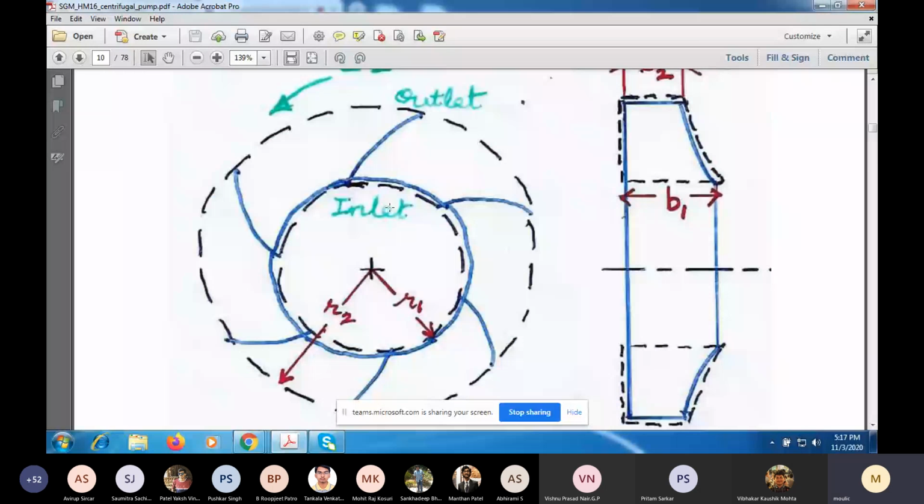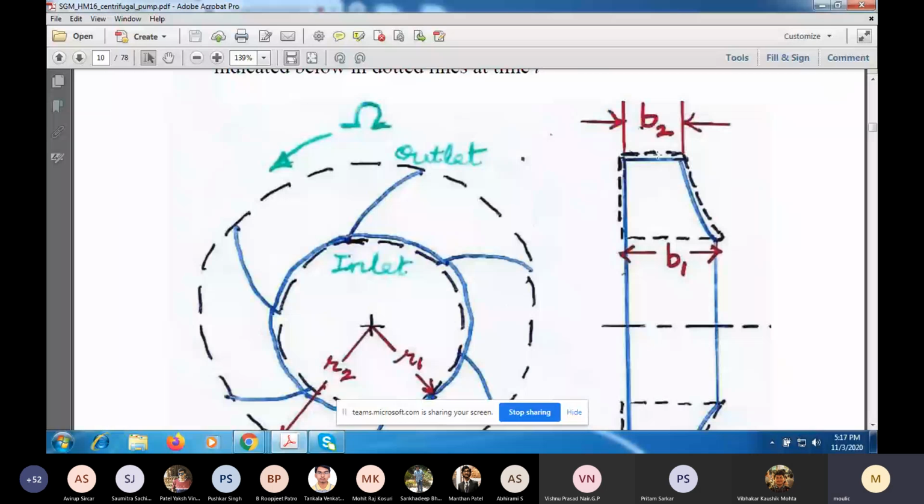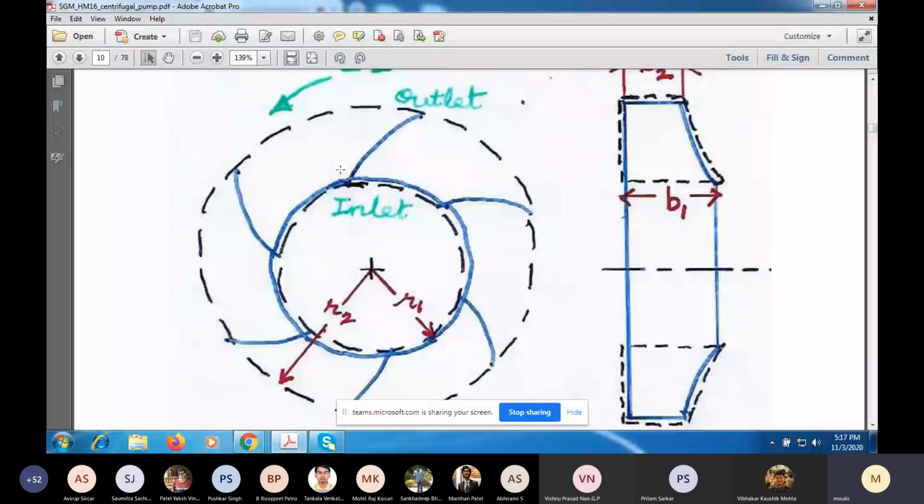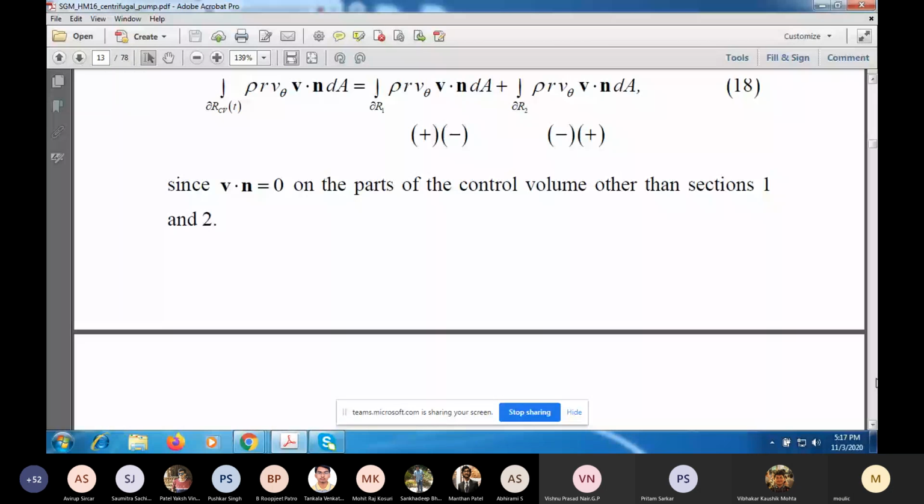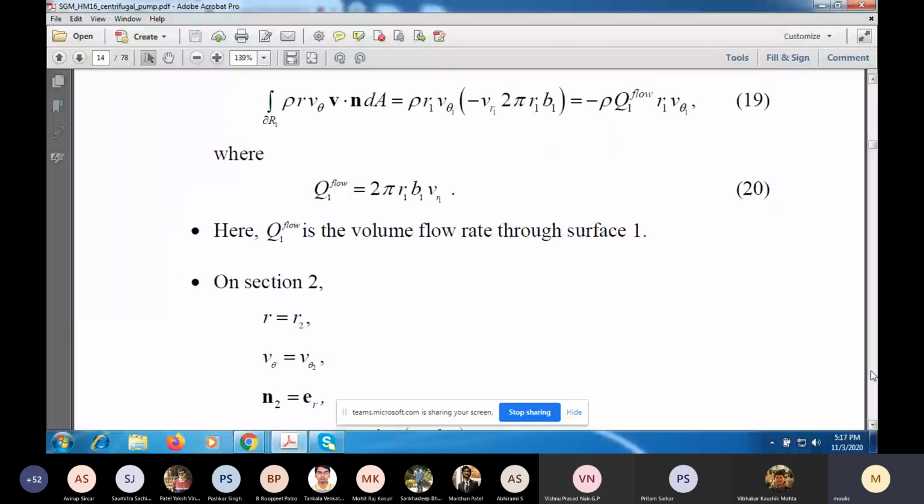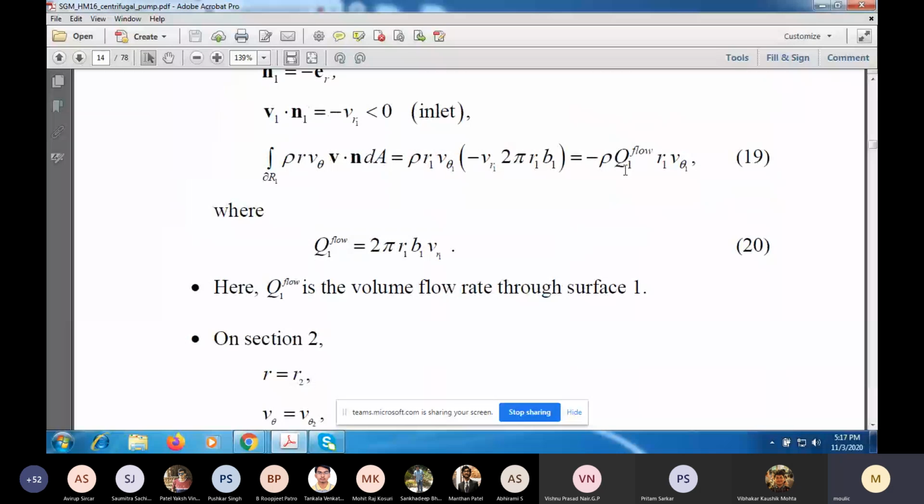The outward normal is pointing radially outwards. Okay. So on this surface, it is pointing outwards here. And the surface area is the circumference, which is 2 pi R2 multiplied by V2. So I can write it as Q1 flow, where Q1 flow is the volume flow rate through surface 1. Okay, which is 2 pi R1 into VR1.